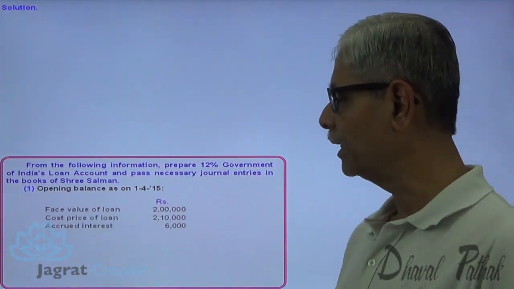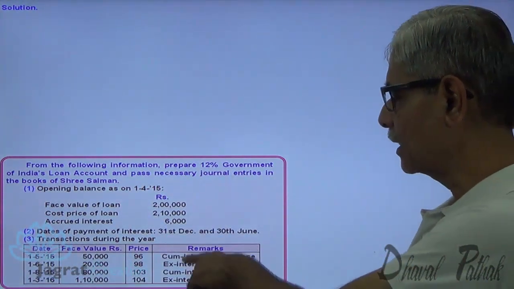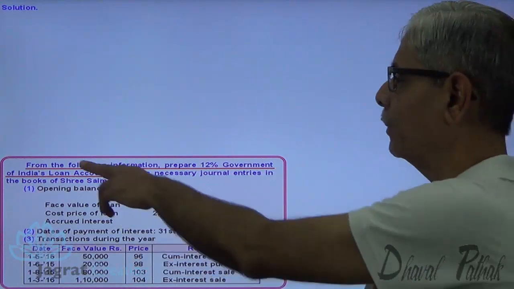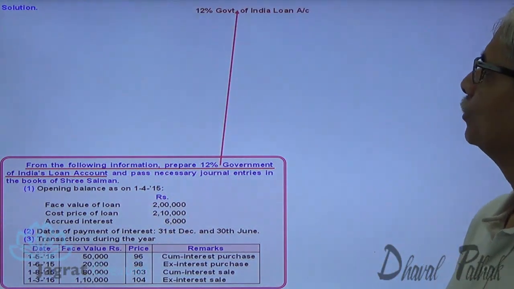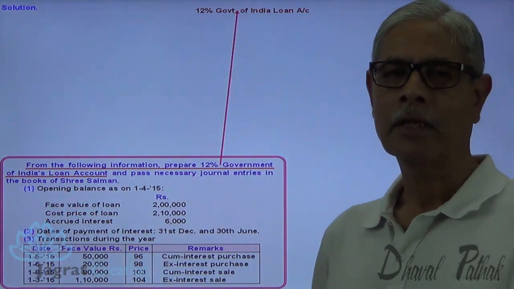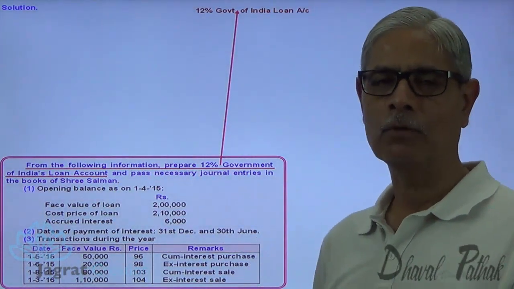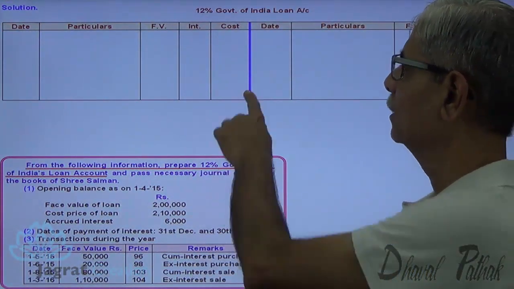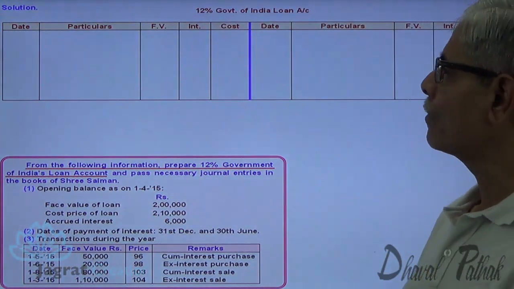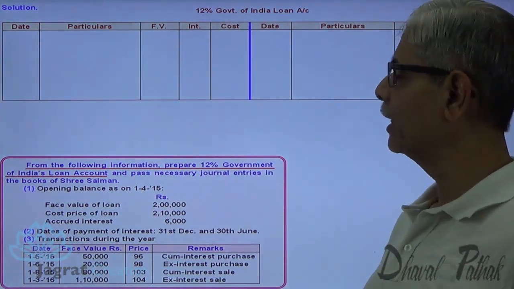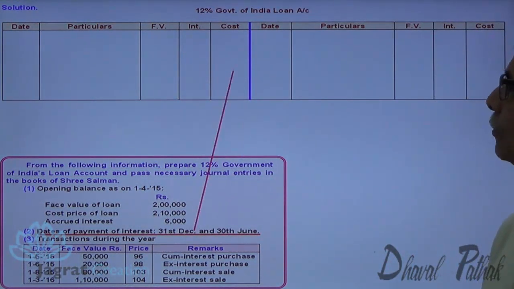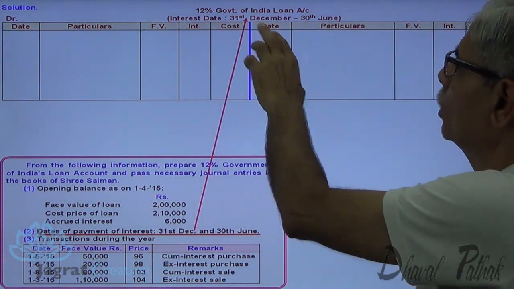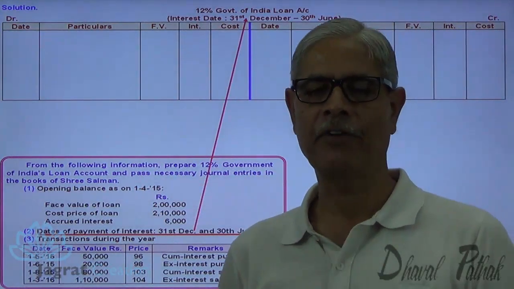This is the details given to me in the sum. These are the transactions that I intend to record. I am required to prepare government loan account. Here I am going to prepare investment account and interest account. There will be one more column for face value, which is a memoranda column. This is the debit side, this is the credit side. Now I should write down the date of interest at the title. So this is my debit side, this is my credit side. Interest is payable on this loan on 31st of December and 30th June every year.